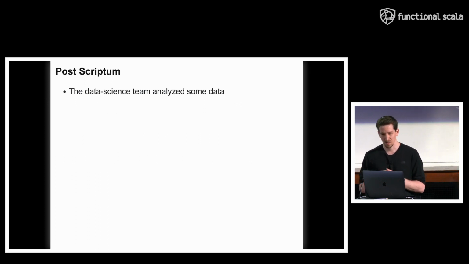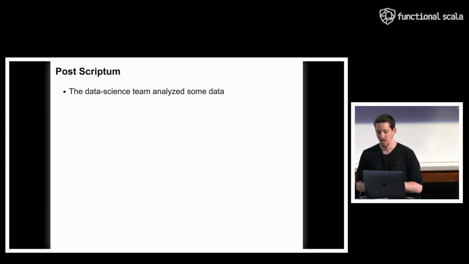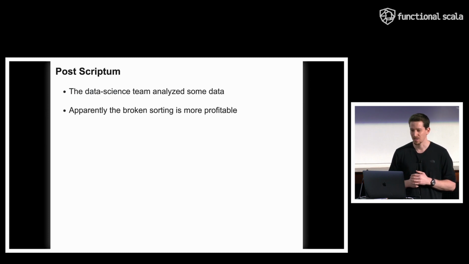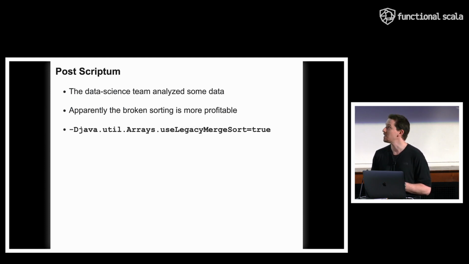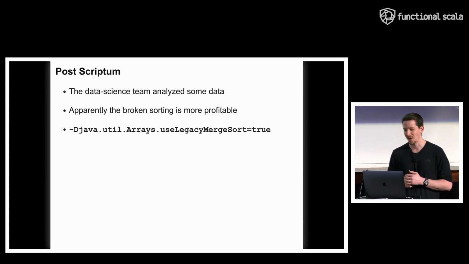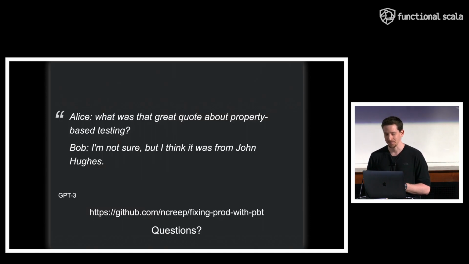And one last thing though, as we deployed the fix, the data science team analyzed some data, as they usually tend to do, and came to a surprising conclusion that strangely the broken sorting was more profitable for our company than the correct one. So luckily Java got our back, so we have a flag we can enable that reverts us back to the other. So we could have just avoided the whole thing in the first place.